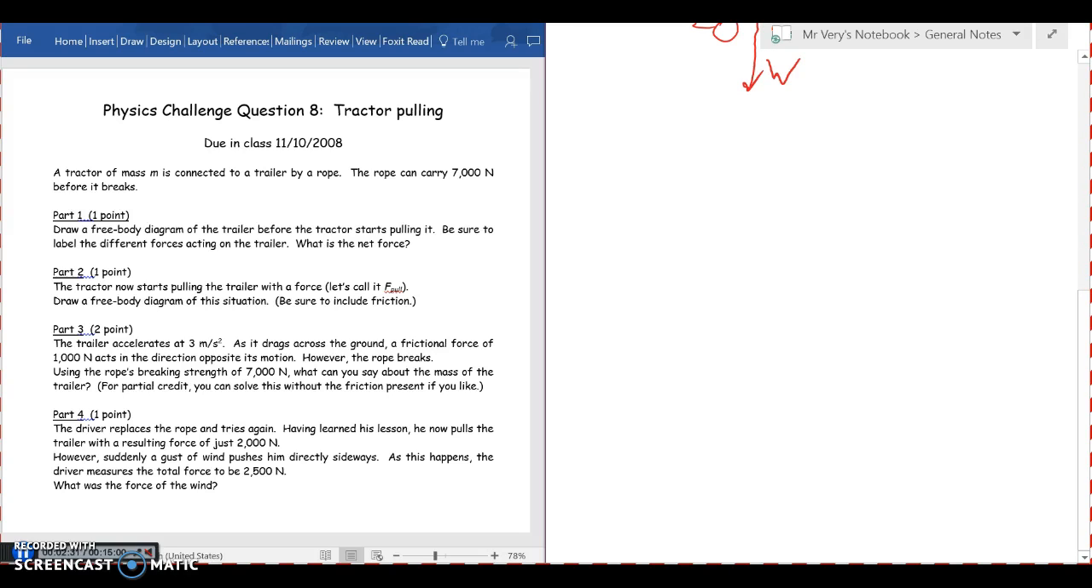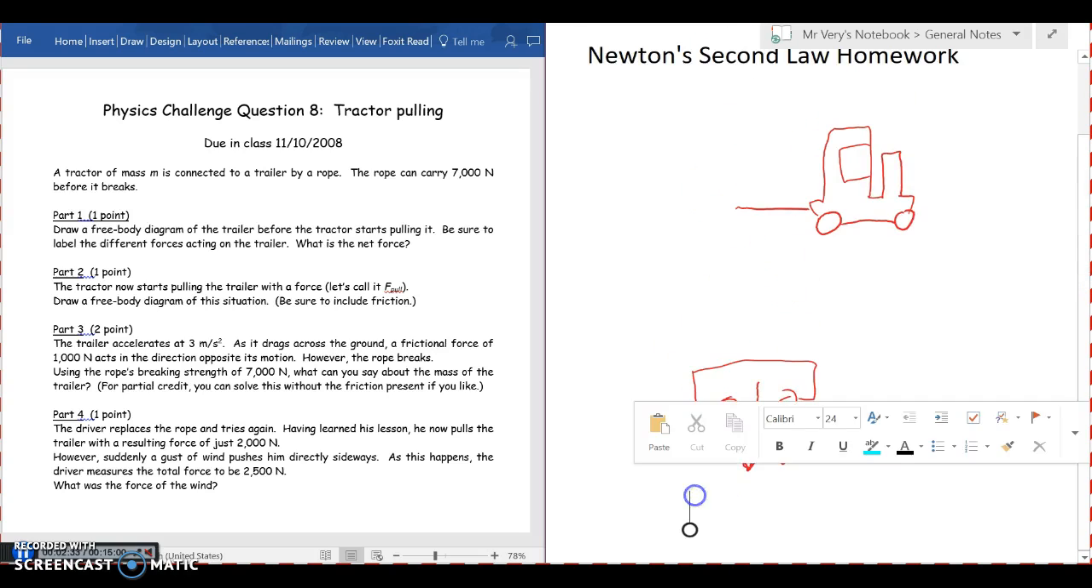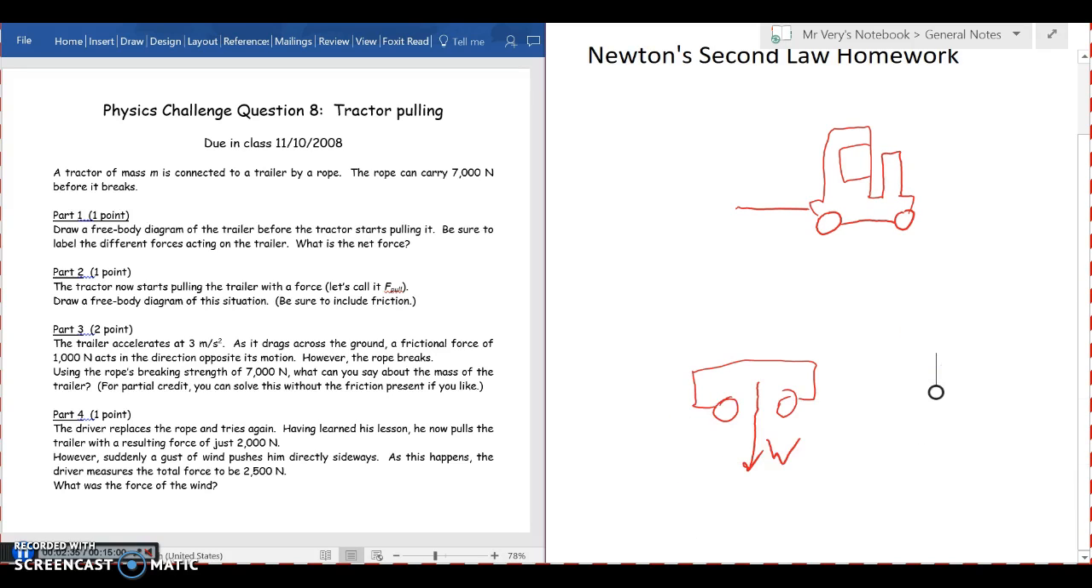You're asked to draw another free body diagram, but now the tractor's actually pulling the trailer. So what we need to draw in part 2 is another free body diagram of your trailer, but there may be more forces acting on it. There may be 1 extra force, or there may be 2 extra forces. The question makes this sort of clear. So take a look at part 3.